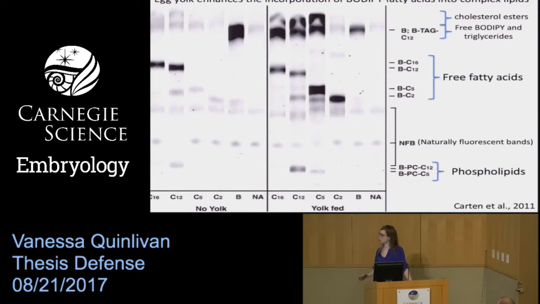Some work done by Juliana Cardin shows that these 3 fluorescent fatty acids, C16, C12, and C5, where the numbers refer to the length of the saturated carbon chain, are incorporated into complex lipids when they're delivered with a mixed lipid diet. When you feed them to fish without egg yolk, you really just get the substrate back. These bands on this TLC plate represent the free fatty acids that were fed to the fish. However, you start seeing a lot of other bands when you feed them in a mixed lipid diet. Here we see cholesterol ester and triglyceride products from all 3 of these fluorescent fatty acids, and she was also able to observe phospholipids from these 2.